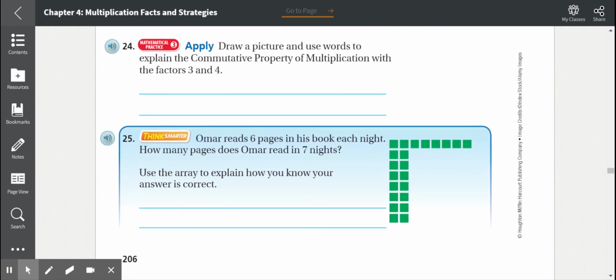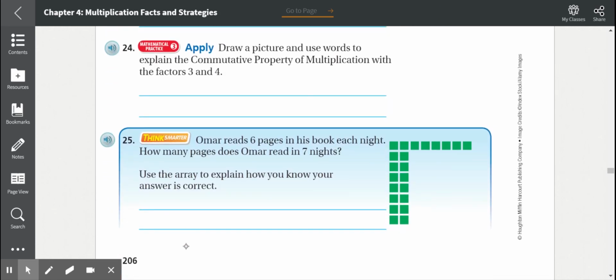Okay, let's go all the way to number 24. Draw a picture and use words to explain the commutative property of multiplication for the factors 3 and 4. So we're going to use the factors 3 and 4, which means 3 times 4.